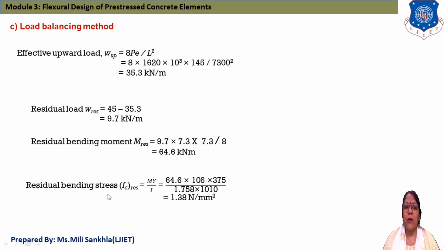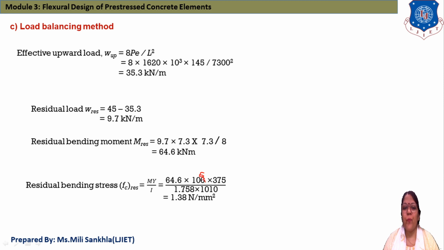Now we find the resultant bending stress, M by Z. Again, Z is equal to I by Y, because Z is the ratio of moment of inertia to the maximum distance from the centroid. Now the moment that we recently found is 64.6, and that one is 10 raised to 6. Please correct this: this one is 10 raised to 6.